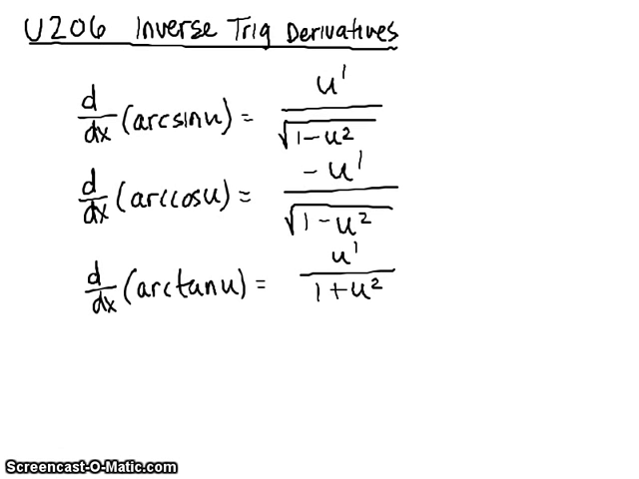Alright, in this video we're going to talk about Unit 2, Objective 6, which is inverse trig derivatives. There are technically 6 inverse trig derivatives, but you will only be responsible for 3 of them for the AP exam. And those 3 are going to be arc sine, arc cosine, and arc tangent.